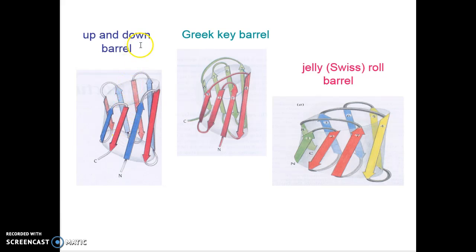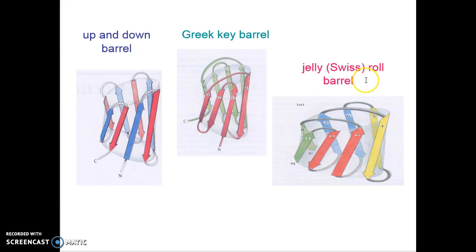In the up and down barrel, two neighboring betas are connected by a simple loop. In Greek key, as you see, one of them is just crossing the top of the column, right? The green one also, you can see 7 and 8, they are just connected by the crossing loop.